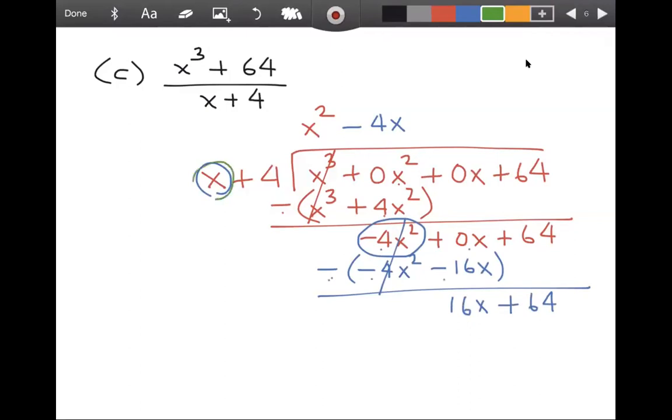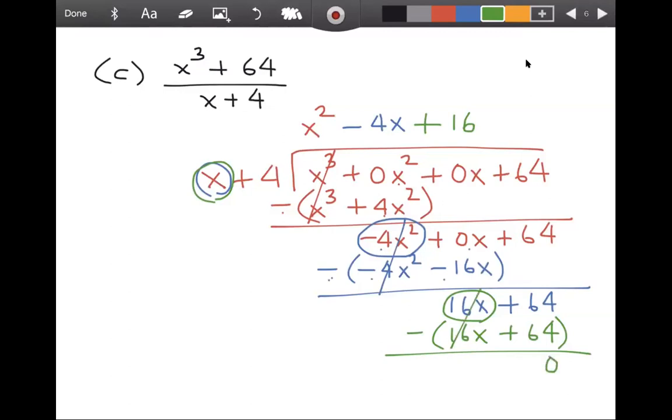Next, we go x into 16x, which goes 16. There's my constant, so we're on the last cycle. 16 times x is 16x. 16 times 4 is 64. Subtract the whole thing. So not only do these terms cancel, but 64 minus 64 is 0. This one has a 0 remainder, which means the answer is just the quotient, x squared minus 4x plus 16.